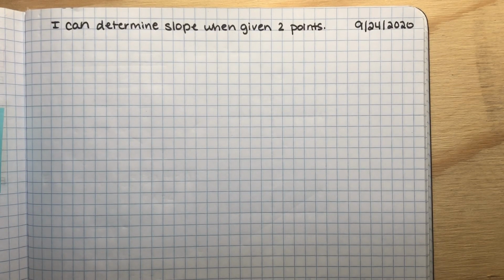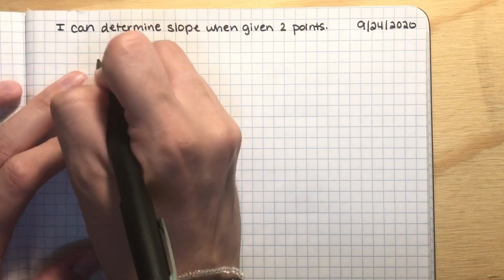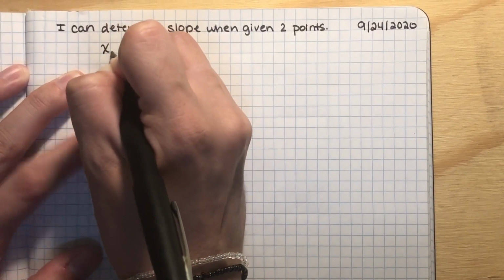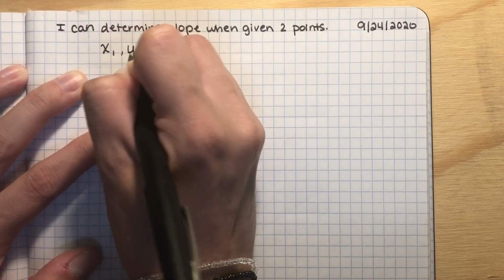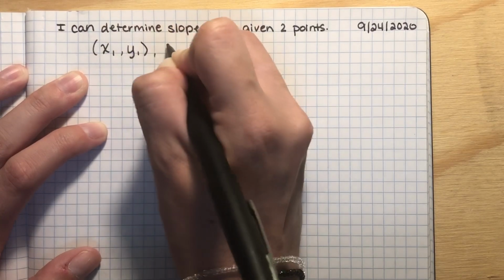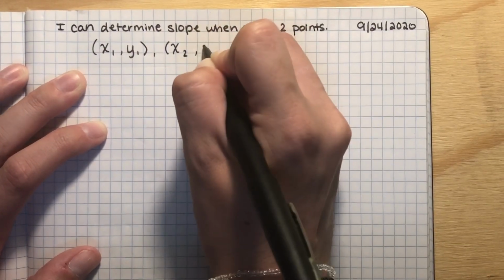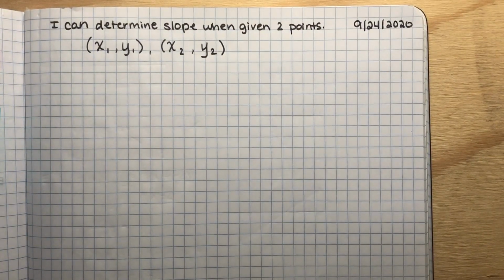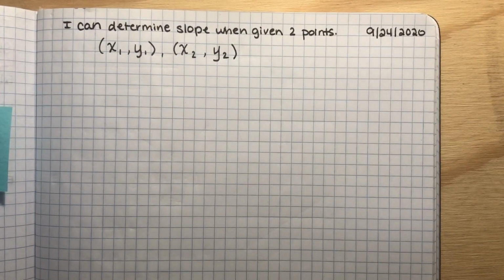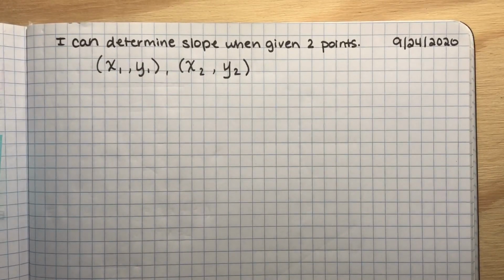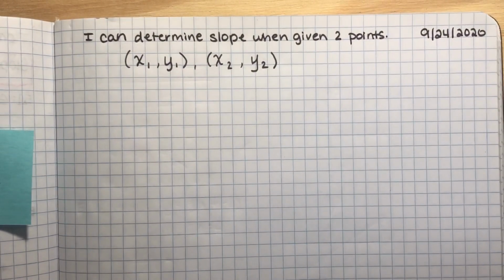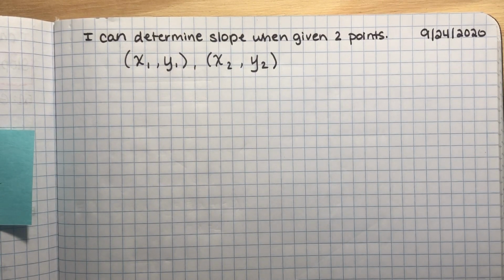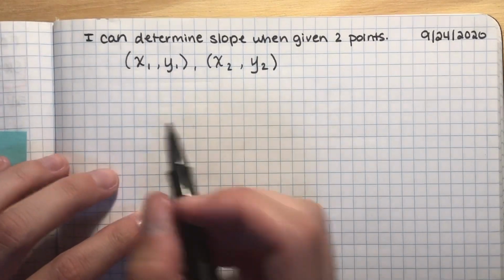This means that we have 2 different points. We have an x sub 1, a y sub 1, an x sub 2, and a y sub 2. This should sound very familiar. This is something that we talked about last year a lot when we were doing our distance formula. One thing that's different here is that now we're doing our slope.